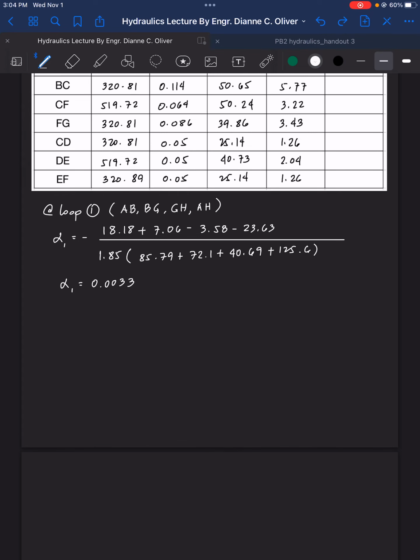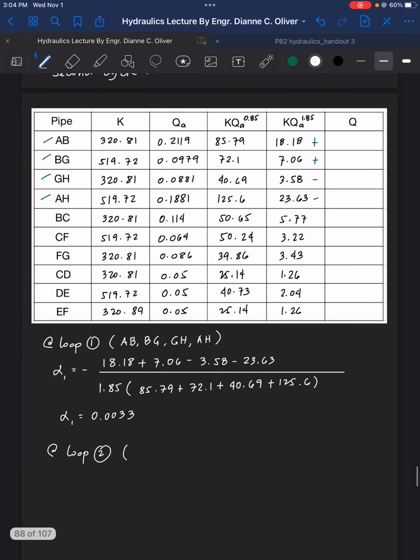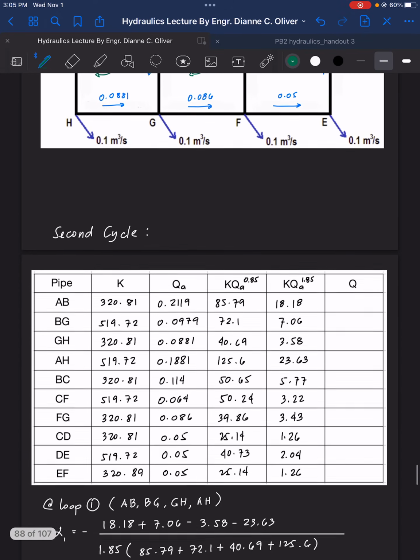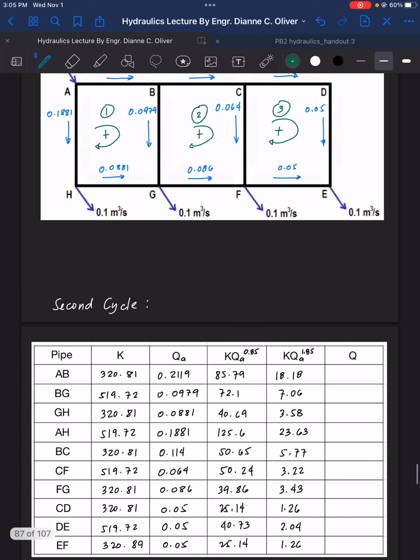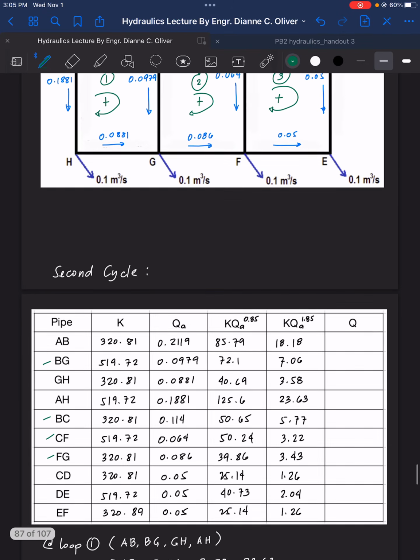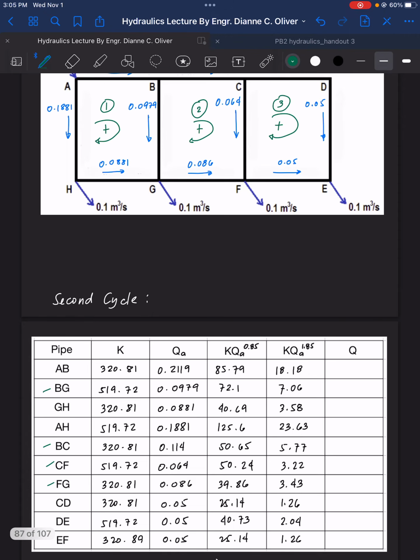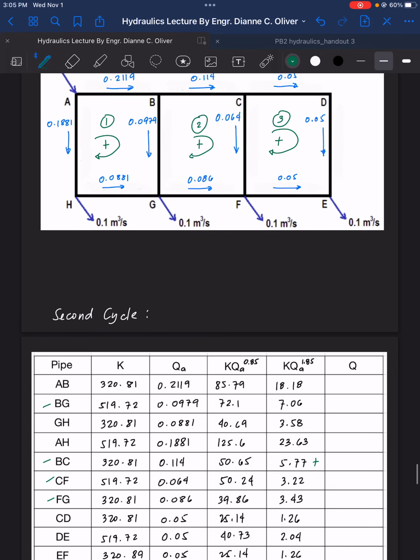Next, at loop number 2, and if you recall, we're concerned with BC, CF, FG, and BG. Then from the flow, BC has a clockwise flow, positive. CF is positive clockwise. FG is negative counterclockwise. And BG is negative counterclockwise. All that for loop number 2.